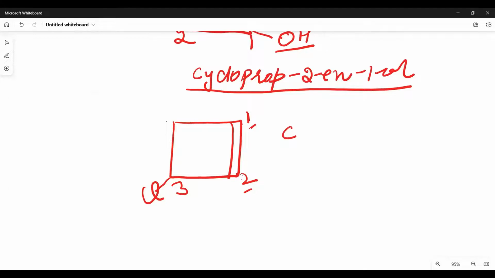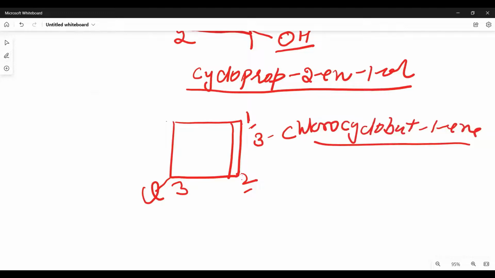It is 3-chloro cyclobute 1 ene. I think it is clear to all of you now. It is 3-chloro at the third position Cl. 3-chloro cyclobutane तो है, लेकिन डबल बॉन्ड है तो इसलिए हम ब्यूट लिखेंगे. 1 पोजीशन के ऊपर डबल बॉन्ड है, तो it is 3-chloro cyclobute 1 ene.